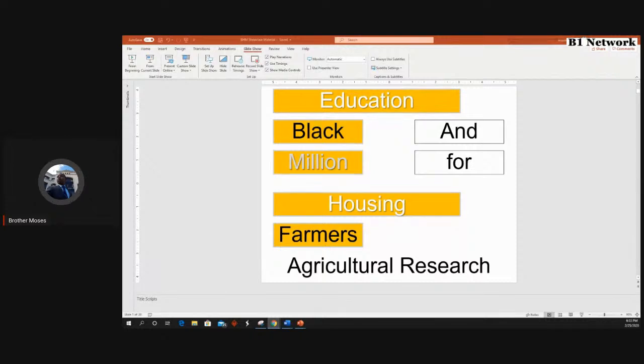So it's about the education and housing for, at this point, around 9.8 all the way up to like 10 million Black farmers. And they were able to do so. The education had an emphasis on agricultural research. Why? Because more than 60% of them were still working on the farm or as farm labor.